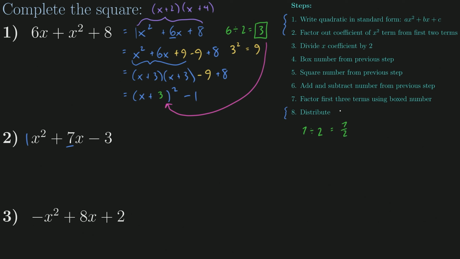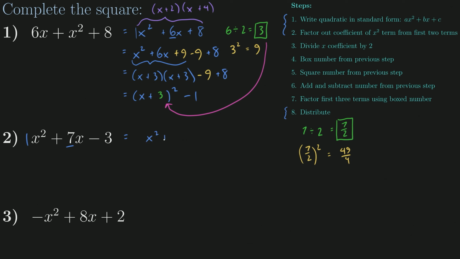Step 4, box the number from the previous step. Put a box around this. Step 5, square the number from the previous step. 7 over 2 squared is 49 over 4. Step 6, add and subtract that number from the previous step. So let's start rewriting our expression.